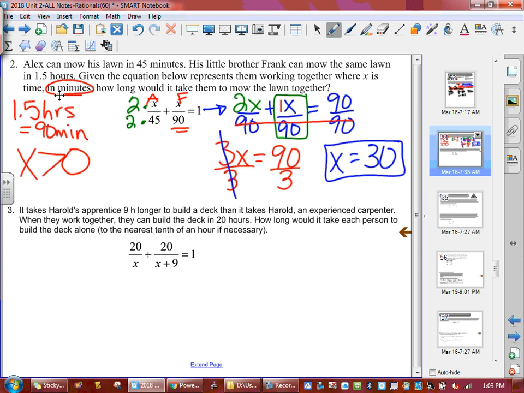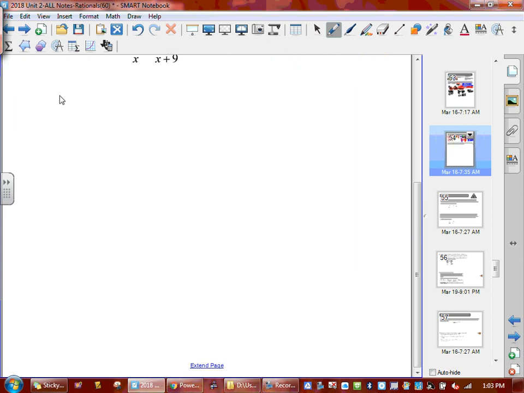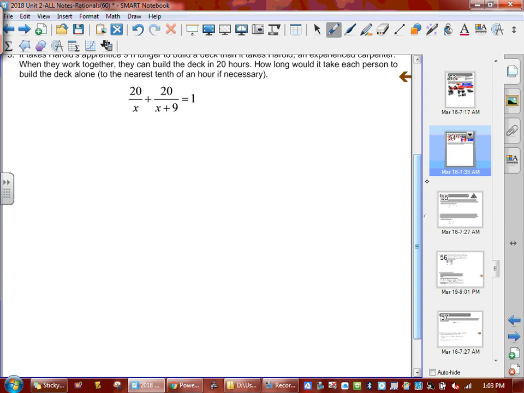Now number 3 is a little different. And this is where you're going to see some of them like these ones. So Harold's apprentice takes 9 hours longer to build a deck than it takes Harold, an experienced carpenter. So it says when they work together, they can build it in 20 hours. How long does it take each person to build that deck? So what we've got is our equation given for us. So the time together, we know it takes 20 hours to build the deck together.